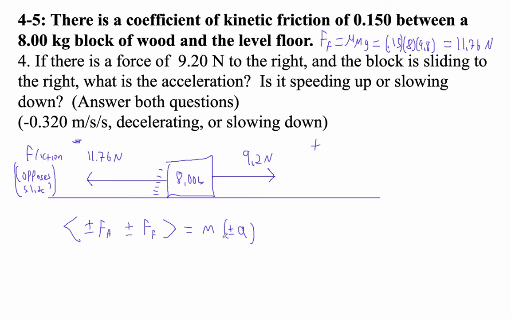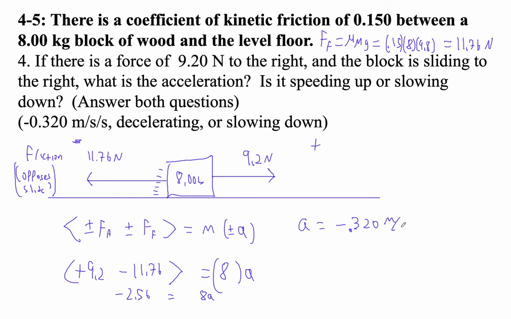So let's fill in what we know. The applied force is to the right, so positive 9.2. The friction is to the left, so minus 11.76. And that equals 8 times A, and we're going to find out what A is. It'll be plus or minus. So 9.2 minus the answer I just got, I get negative 2.56 is equal to 8A. So divide that by 8, and I get that the acceleration is negative 0.32 meters per second squared.